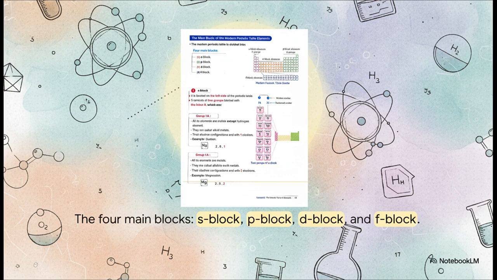We've got the S block over on the left, the P block on the right, the D block right in the middle, and then the F block, which kind of floats down at the bottom. To really get a feel for how these work, we're going to focus on the S and P blocks today.